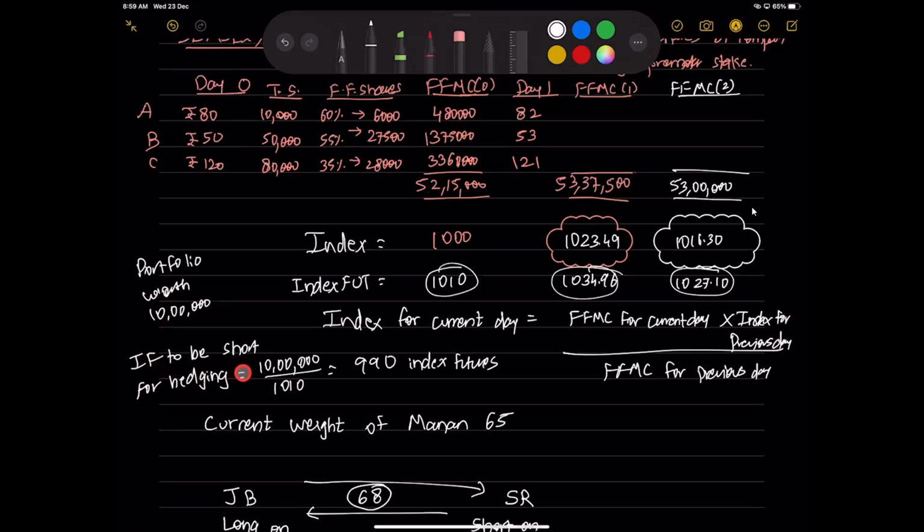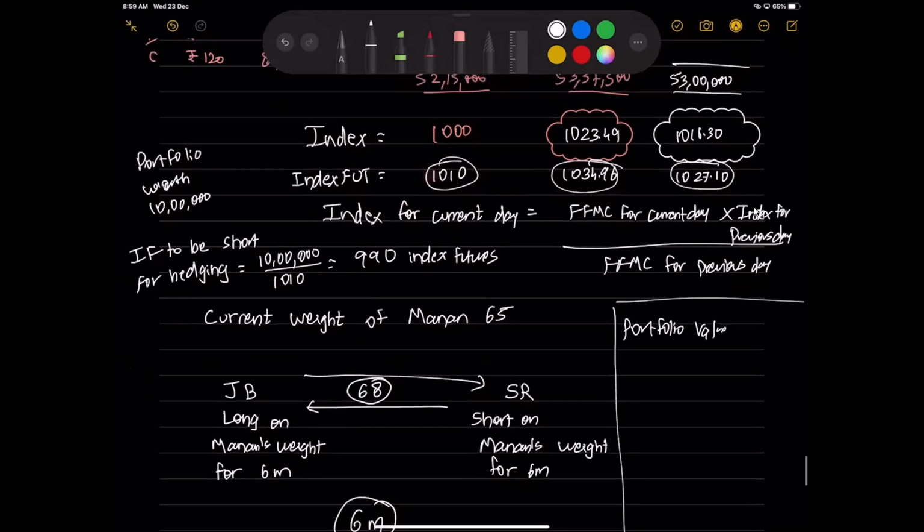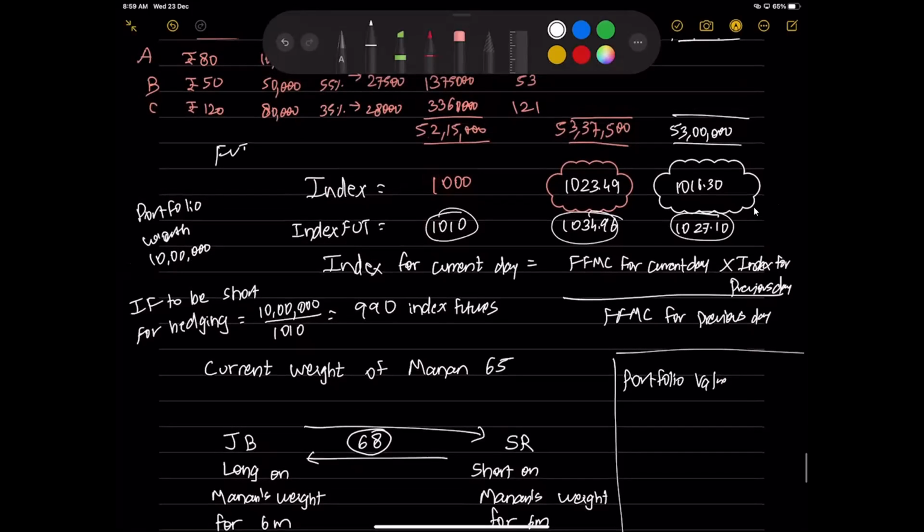The index futures that I'm going to short is 10 lakh divided by 1010, because each index future has a quotation of 1010. So how do you get the value of 1010? This is the value of the index future. It is based on the cost of carry model: you take the future as spot plus cost to carry minus convenience yield. Using this, we get the index future value as 1010.